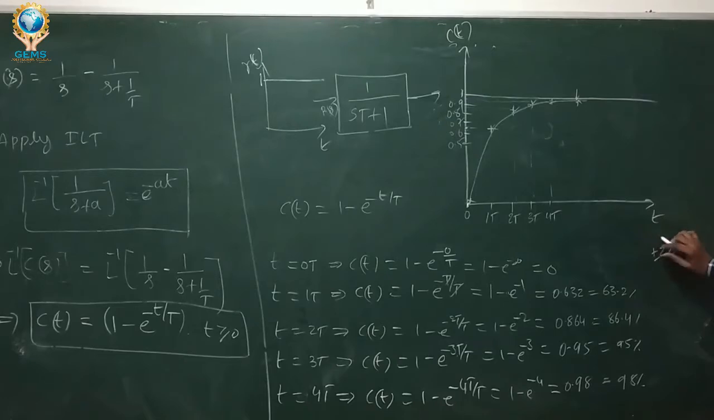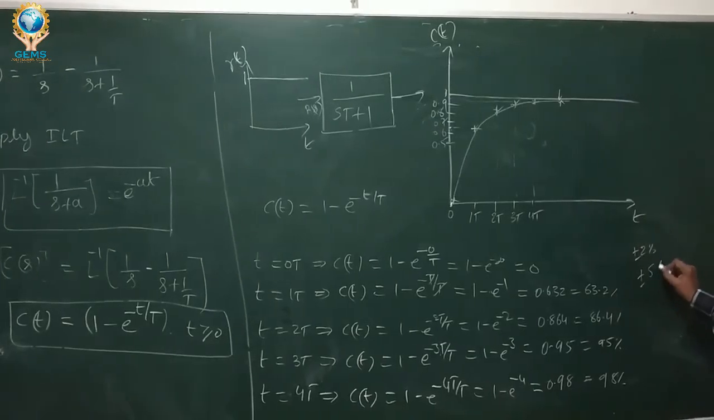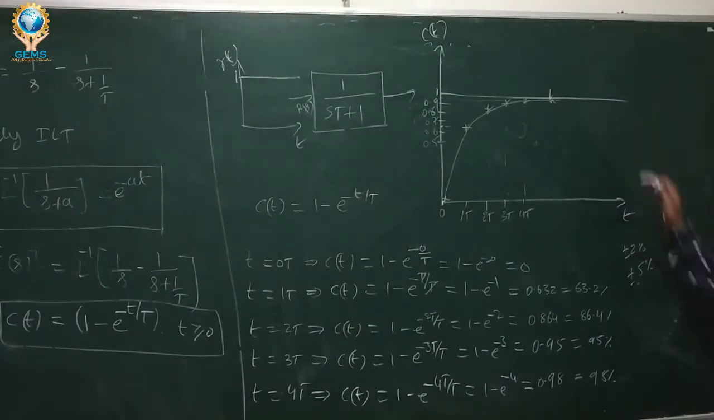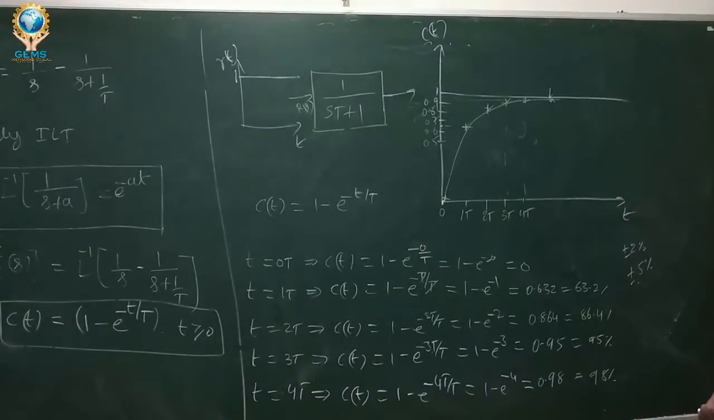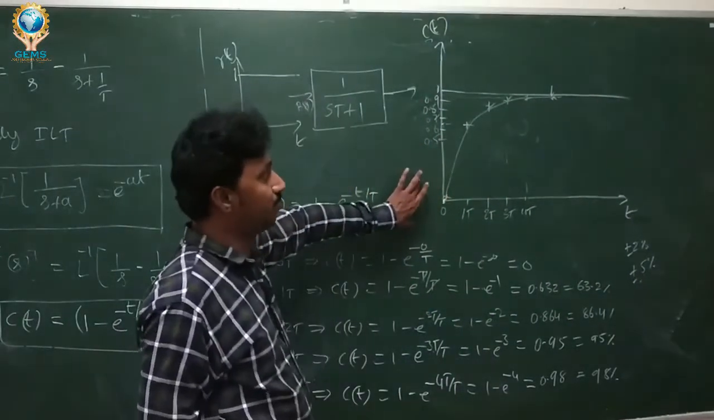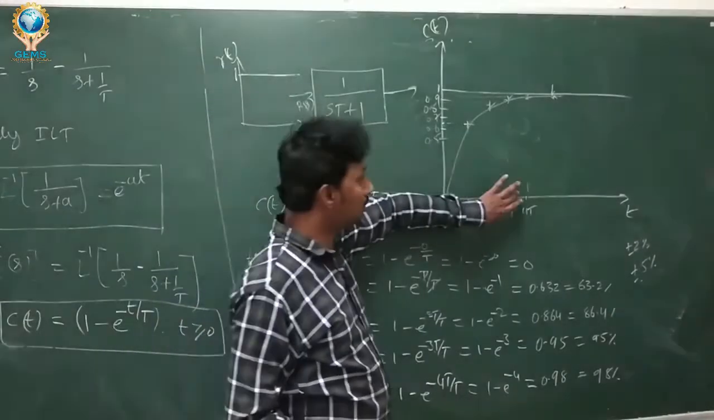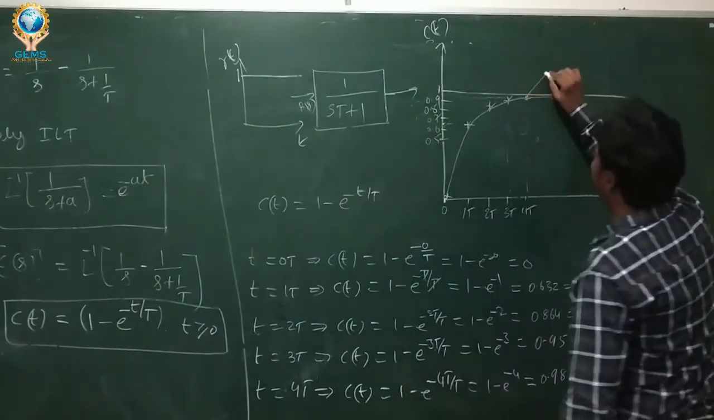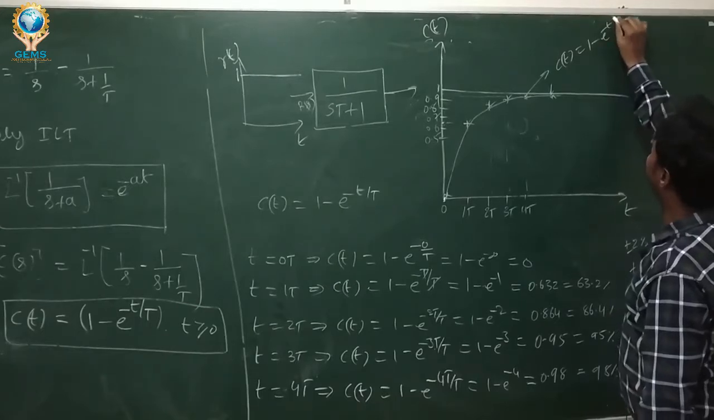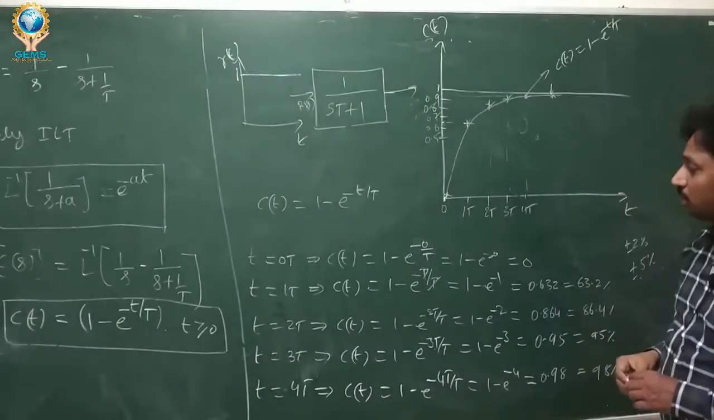This plus or minus, or sometimes we can also take 5 plus or minus 5%. Within this band, if the system is settled, it is acceptable. Right. So one thing you observe in this system response: what you have to observe? This is the equation for C of t is equal to 1 minus e raised to minus t by T.